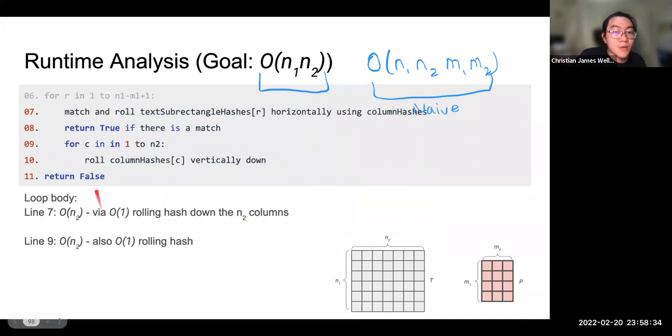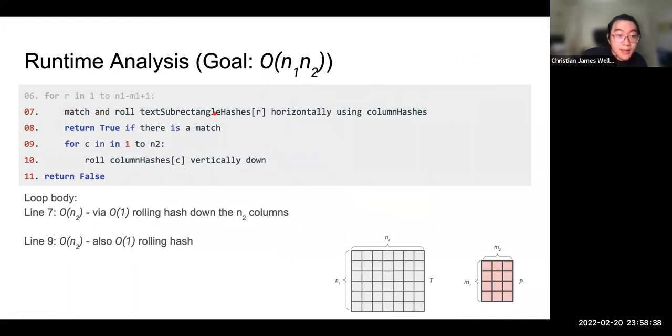And well, look at line 7, right? Line 7 and line 9 are both O of n2, right? Because they are just moving to the right. Line 7 is just moving to the right for the entire text rectangle hash. And because comparing two numbers, right, comparing the match is also O of 1. So we don't have to worry about that.